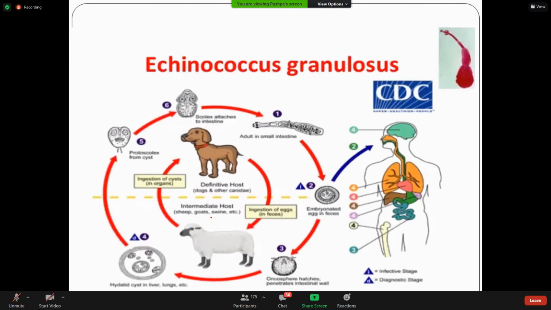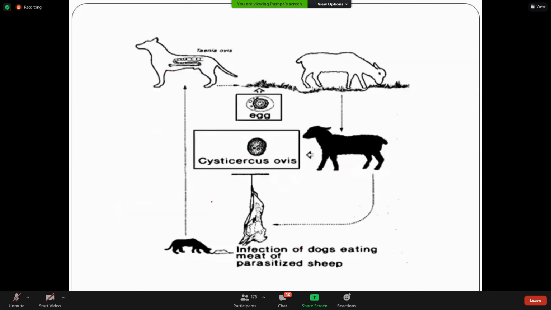Dog eating the sheep's liver, or the other cycle which is going on: it is released here, develops into an adult worm, and then eggs are ingested accidentally by the human being. So these are the 2 routes that can happen in Echinococcus granulosus.